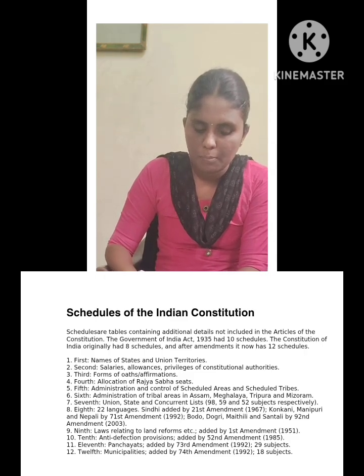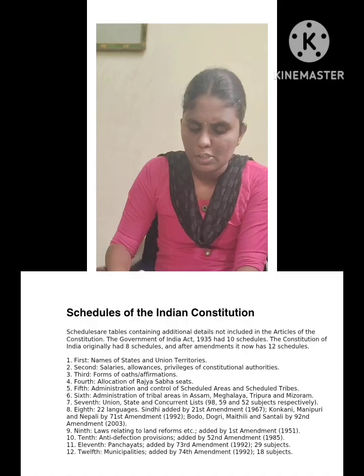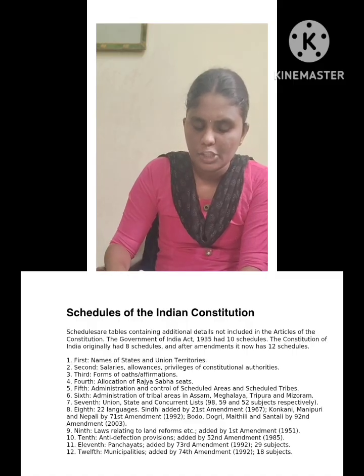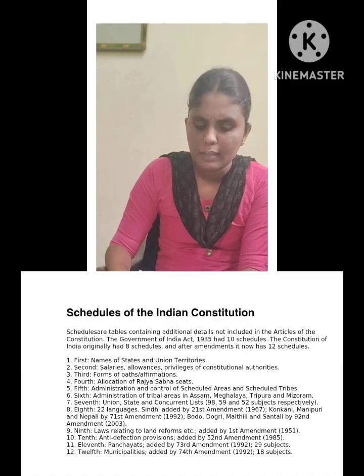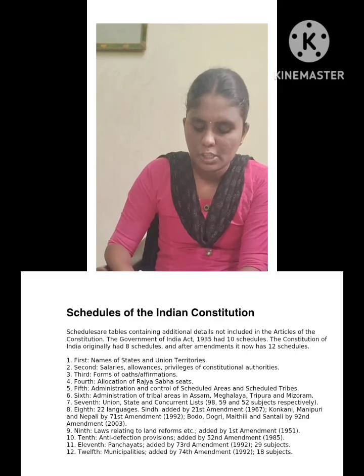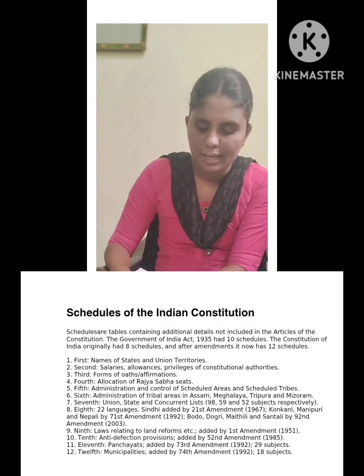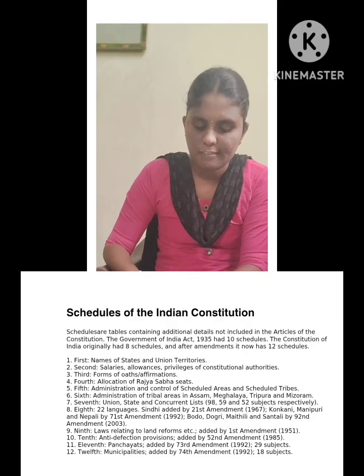The fifth schedule talks about the common administration and control of the scheduled and tribal areas. But the sixth schedule talks about the administration and control of these 4 states. What are the states? Assam, Mizoram, Meghalaya and Tripura, right? This is the sixth schedule. Now let's move into the seventh schedule of the Constitution of India.